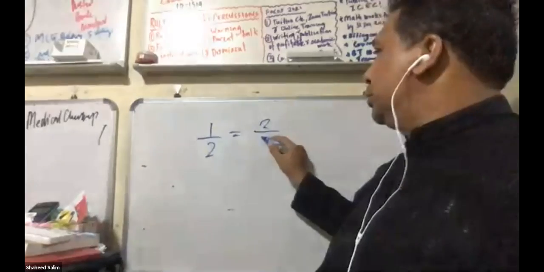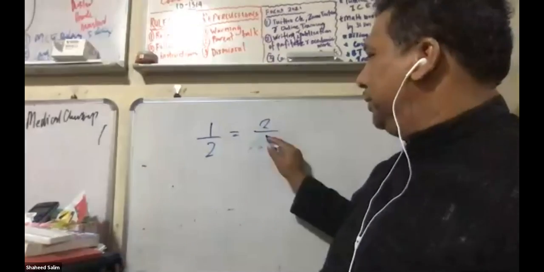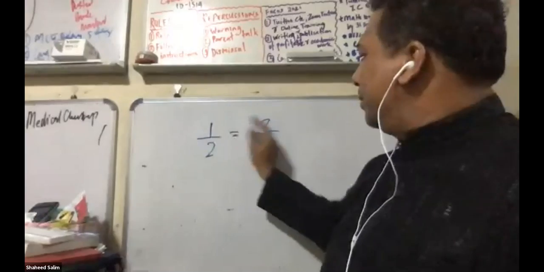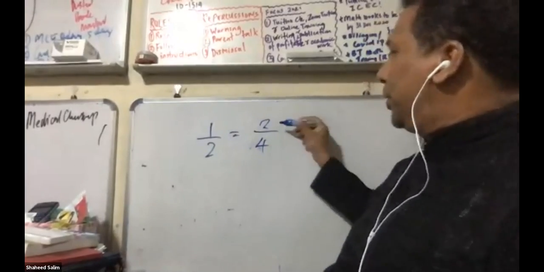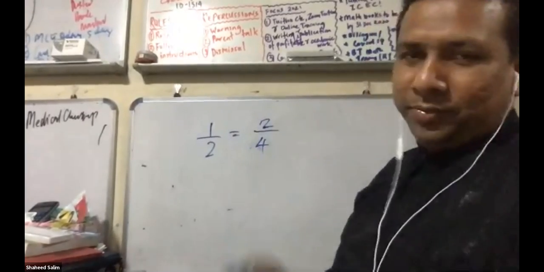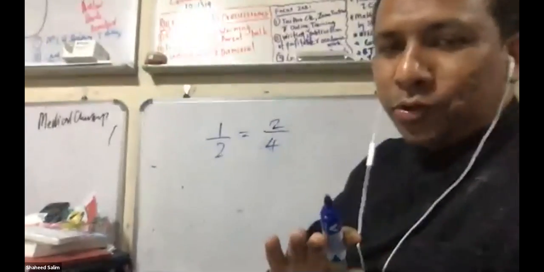2 over? 2. 2 over 2 is 1. 3. 2 over 3 is not equal to half. 1 times 2, 2 times 2, 4, so 2 over 4, because we can reduce it to become half. Okay, hold on, wait. I'm not showing you the trick.